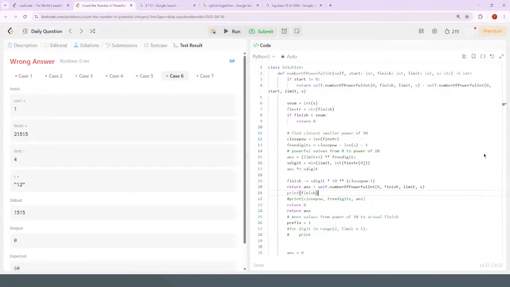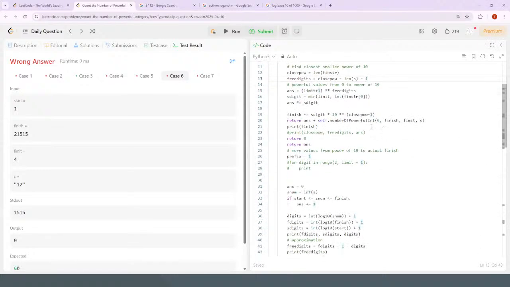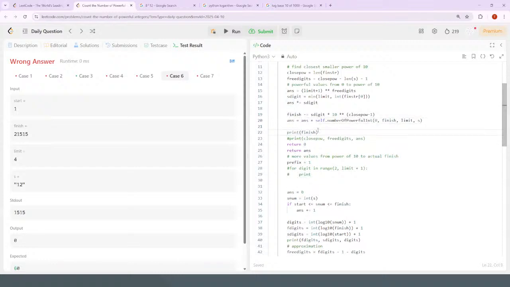I think that might work. And then say answer equals this. Then print out the answer.